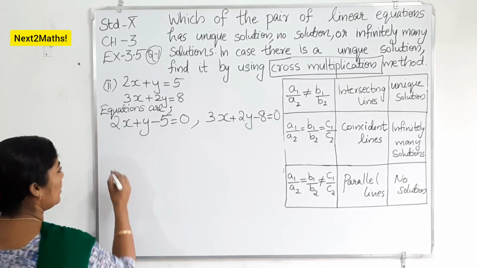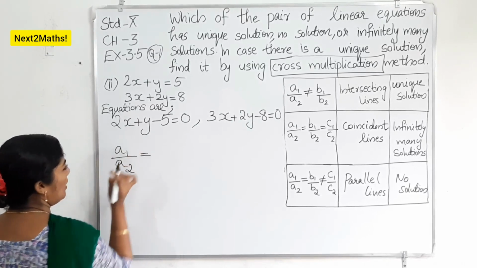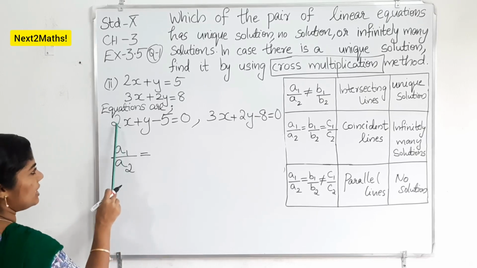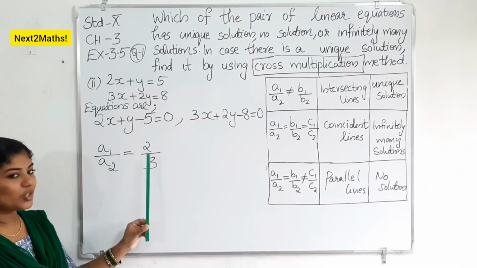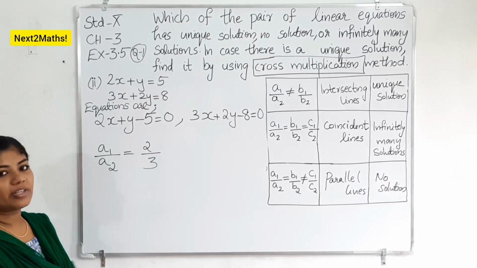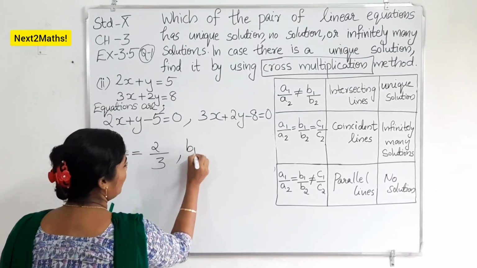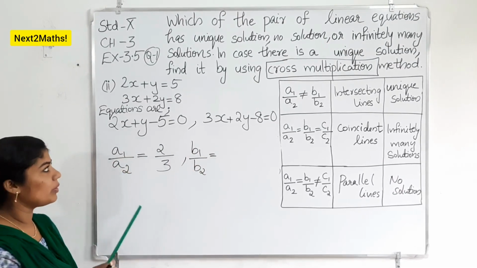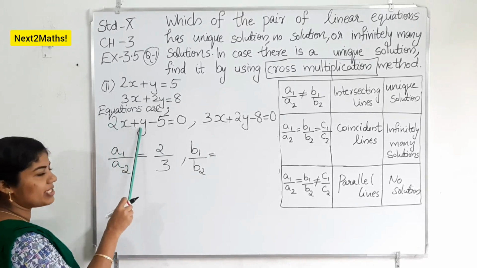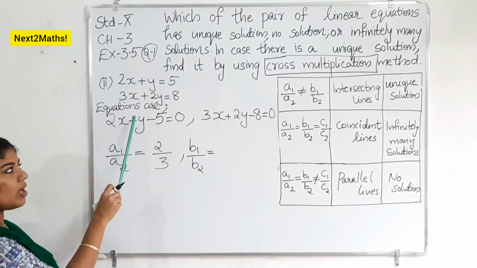Now we are comparing a1 by a2. What is a1 by a2? What is in the place of a1? 2 is in the place of a1 and a2 is 3. a1 by a2 is 2 by 3. So now let's compare b1 by b2. b1 divided by b2. So what is b1 divided by b2? See, this is a1. Now this is your b1. In the place of b1, the coefficient of y here is 1.